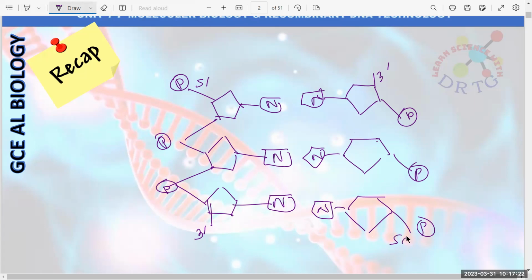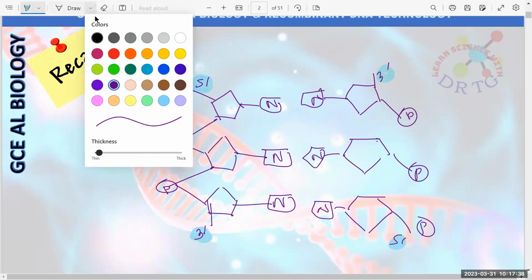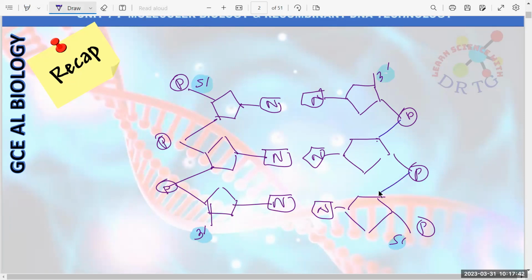Now here is 5 prime. You can notice the 5 prime of this strand is on this side and 3 prime is here. This is opposite now. 3 prime is here, 5 prime is here. So we can call them anti-parallel. The strands are anti-parallel. So here is the link. This is strand 1. This is strand 2.